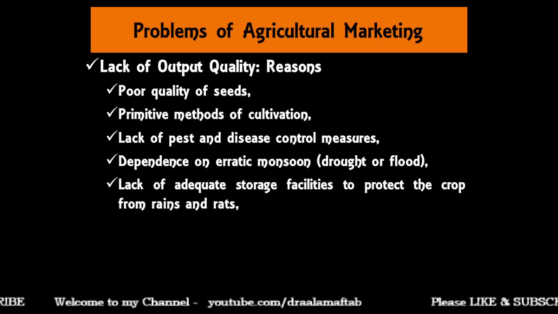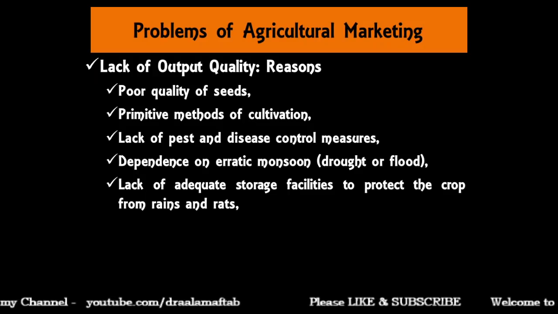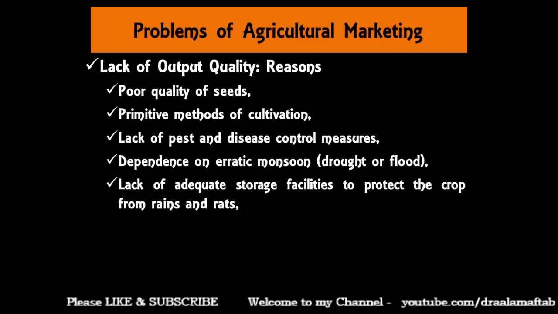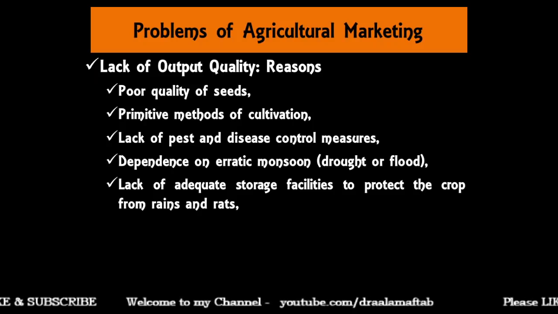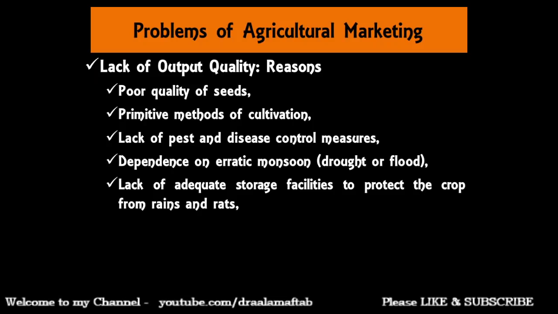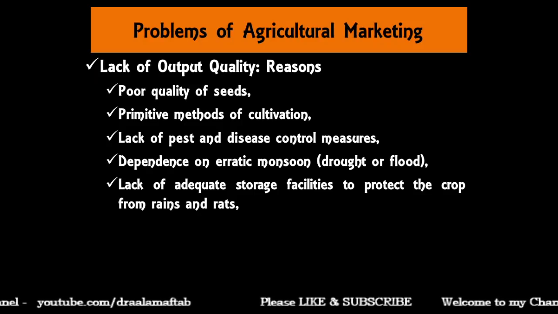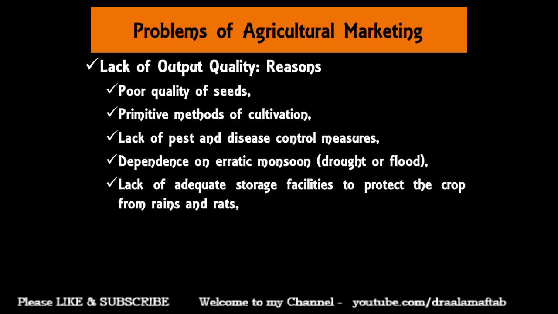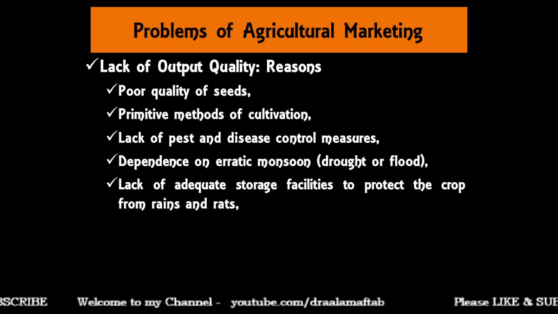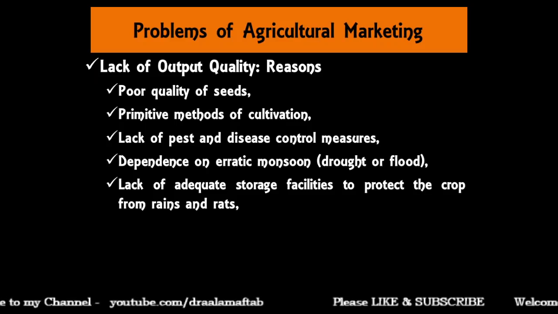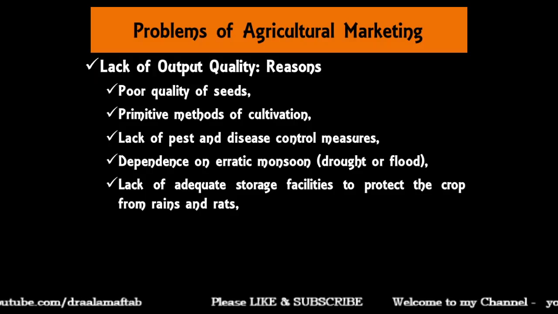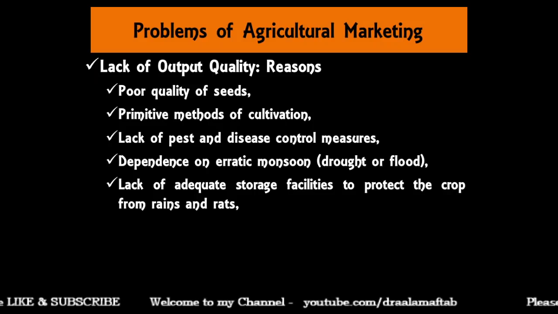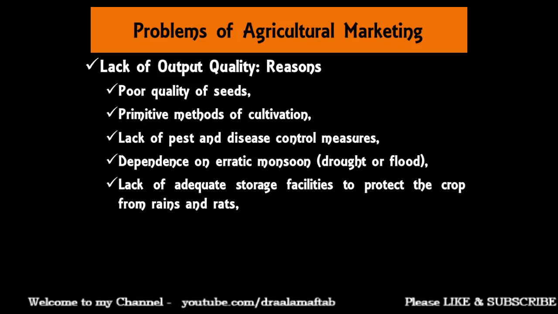Next is lack of adequate storage facility to protect the crop from rain or rats. So if you have produced a product but you don't have a better storage facility, most of the farmers, as I told you, are small and marginal farmers. They don't have a storage facility, so they keep their produce outside under the open sky, and that leads to damage of the produce. The output is in the rain, so the quality goes down and it is damaged by rats as well. So this is another reason of lack of output quality.